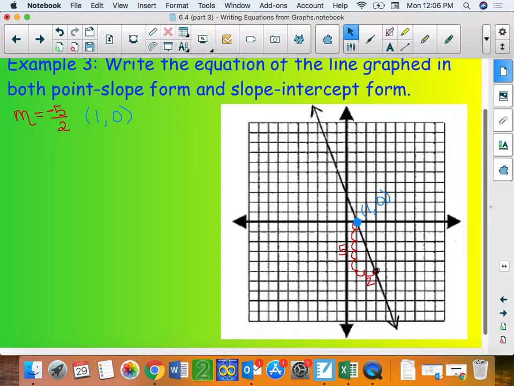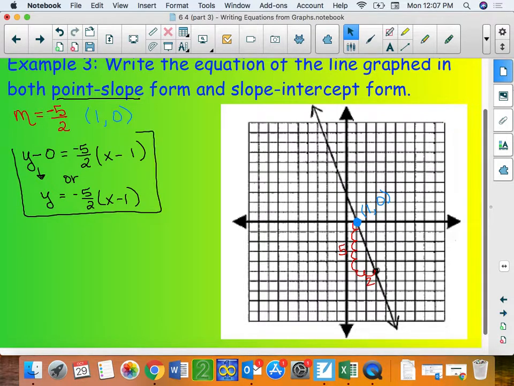Again, I have a point and slope, so we're going to start in point slope form. So I'm going to do y minus, my y-coordinate is 0, equals my slope, which is negative 5/2, times the quantity x minus my x-coordinate, 1. And you can leave it like this, or if you want, instead of saying y minus 0, you can just write that as y. Either way, either one of these answers would be correct for point slope form.